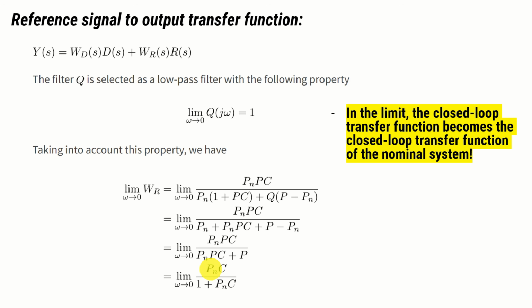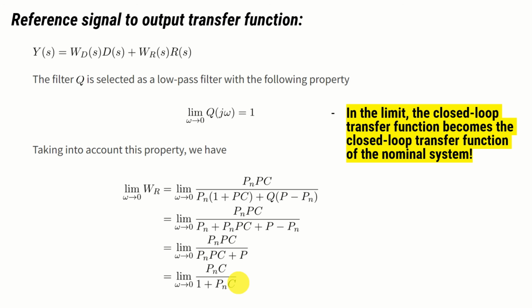Now, let us interpret this result. From this equation, it follows that for low frequency, or asymptotically, the closed loop system with a disturbance observer behaves like a closed loop system formed on the basis of the nominal plant, that is, formed on the basis of Pn. This is because the closed loop transfer function from the reference signal to the output for the nominal plant is actually equal to this part over here. In this way, we are able to control the system accurately despite the presence of the model mismatch between the nominal model and the true model.